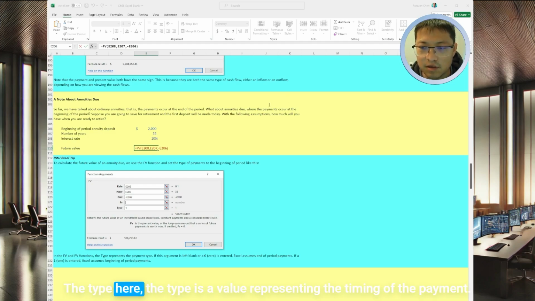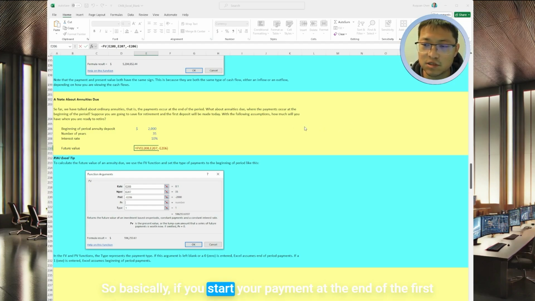The type here is a value representing the timing of the payment. Payment at the beginning of the period is equal to 1. Payment at the end of the period is equal to 0. So basically, if you start your payment at the end of the first year, first month, or first day, that is at the end of the period, so it's 0. The default is always 0. So that's why we say we can ignore this. We don't have to worry about it.